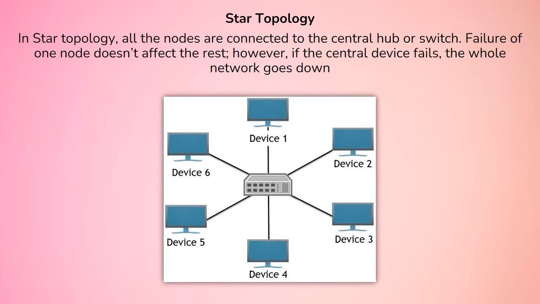Star topology. In star topology, all the nodes are connected to the central hub or switch. Failure of one node doesn't affect the rest. However, if the central device fails, the whole network goes down.